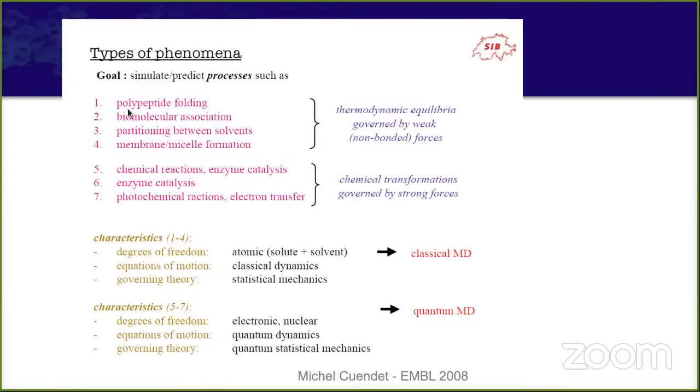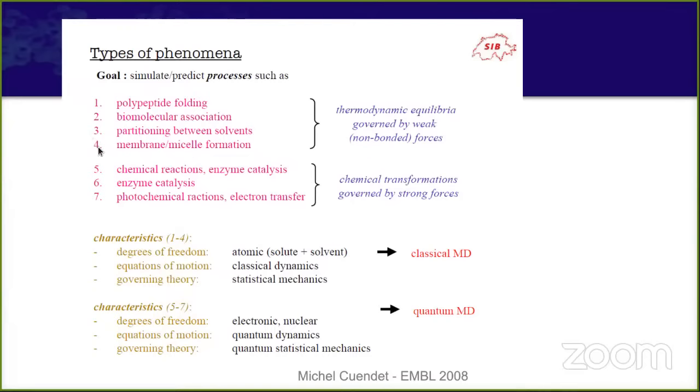So we can understand polypeptide folding, biomolecular association between two different biomolecules or protein-ligand interactions, as we are going to study. We can understand the partitioning between solvents. We can understand the process of membrane or micelle formation in the lipid environment. Then we can understand many chemical reactions: enzyme catalysis, photochemical reactions, electron transfers, and plenty of other reactions can be studied with the help of molecular dynamics.